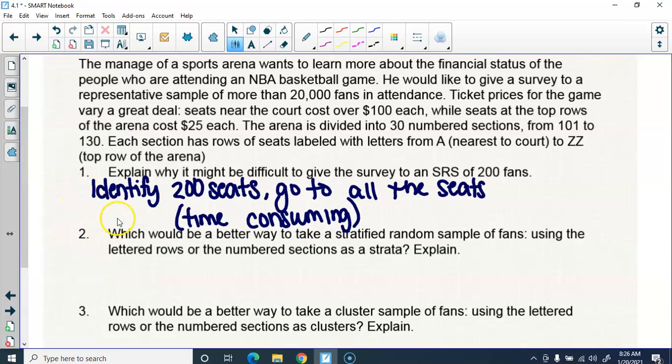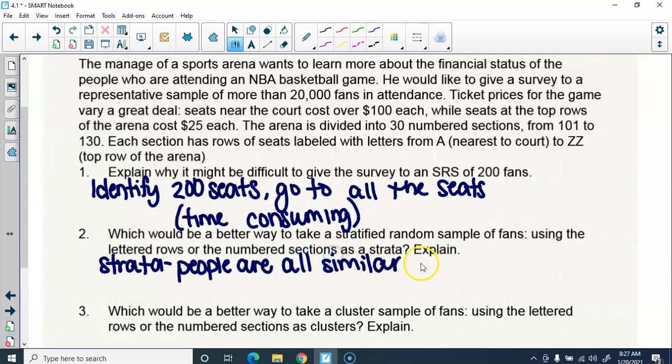So if I'm looking at the two different ways I can choose, lettered rows or numbered sections, if we want to make sure that each of our groups here, our strata, all have something in common, then we'd probably want to make sure that they paid the same price. That would be their similarity. So the strata, people are all similar within. In our case here, that would be ticket cost. So we want to use the lettered rows.